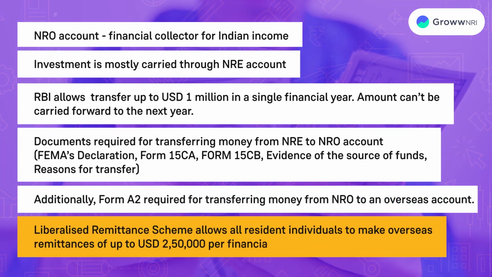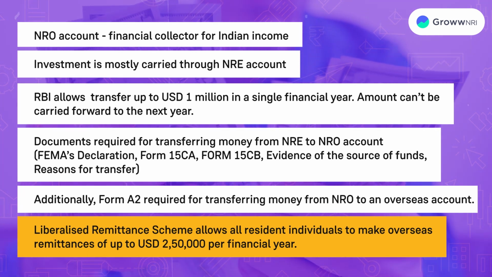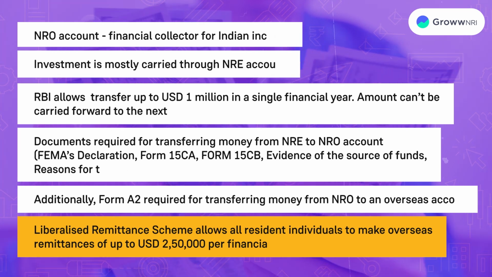And number 6, lastly, we spoke about the Liberalized Remittance Scheme that allows all resident individuals to make overseas remittances of up to $250,000 US per financial year. And this can be used for a combination of permissible current or capital account transactions.